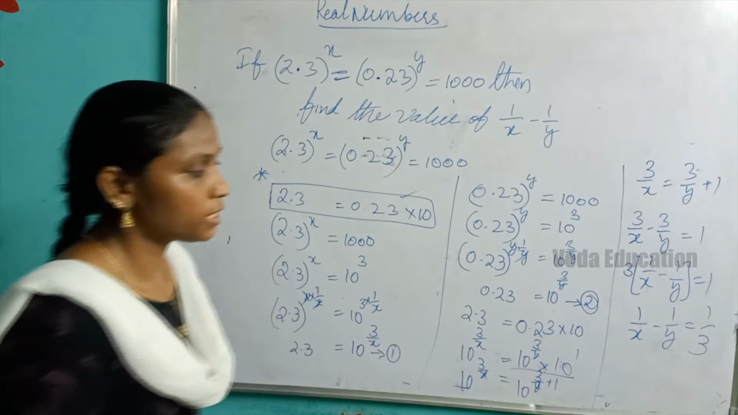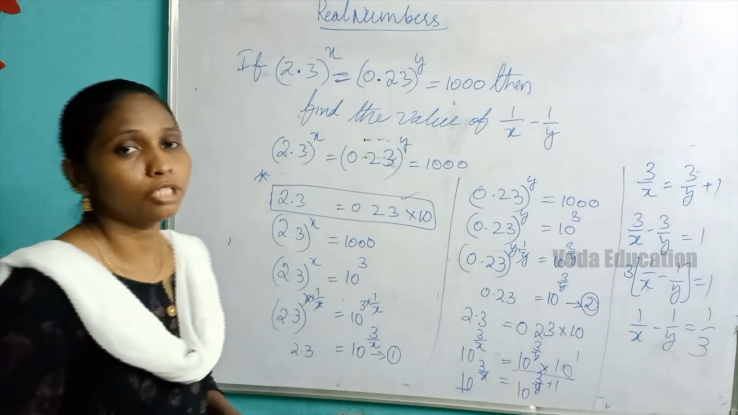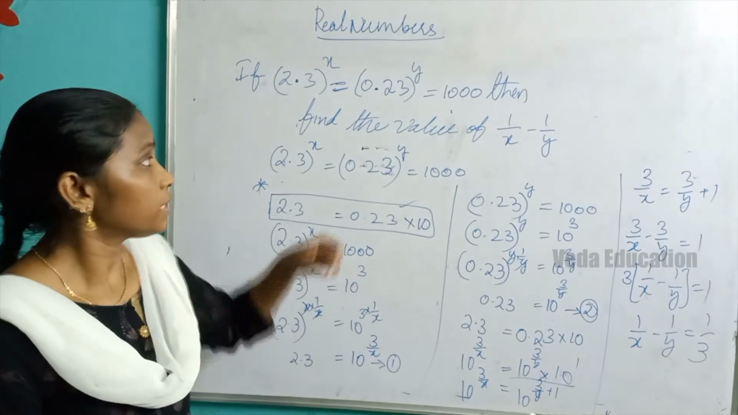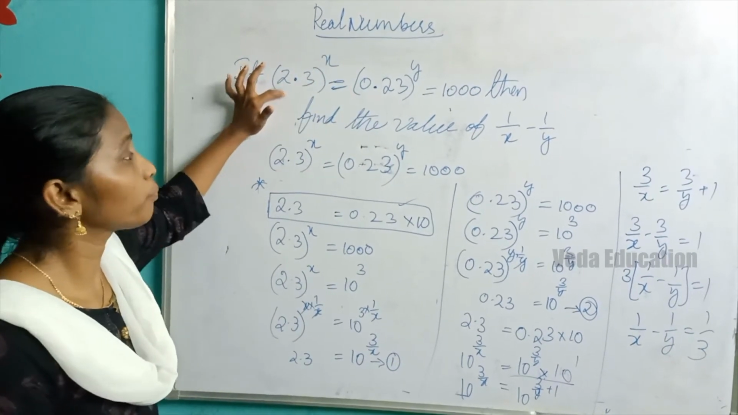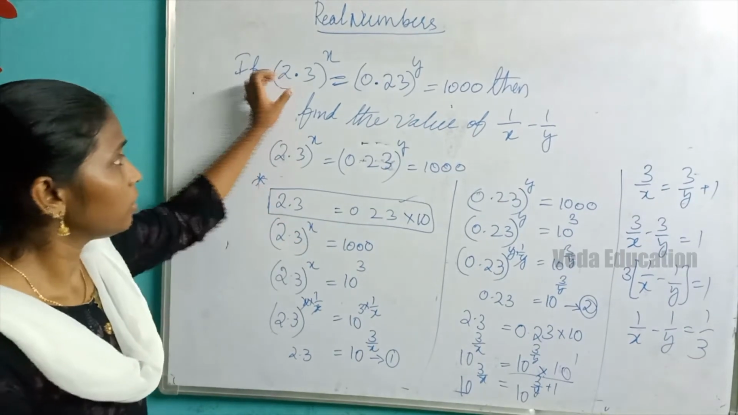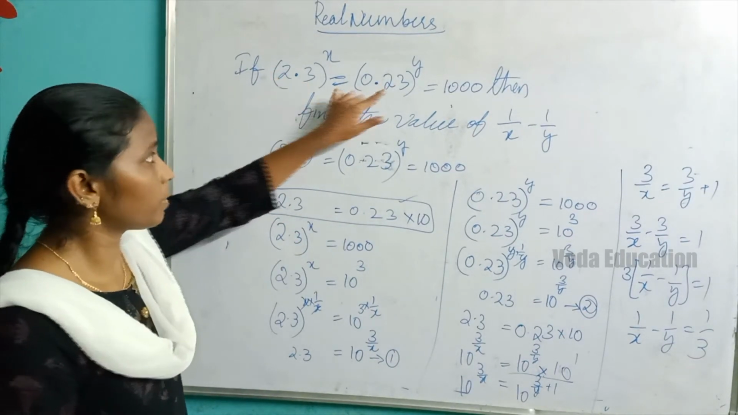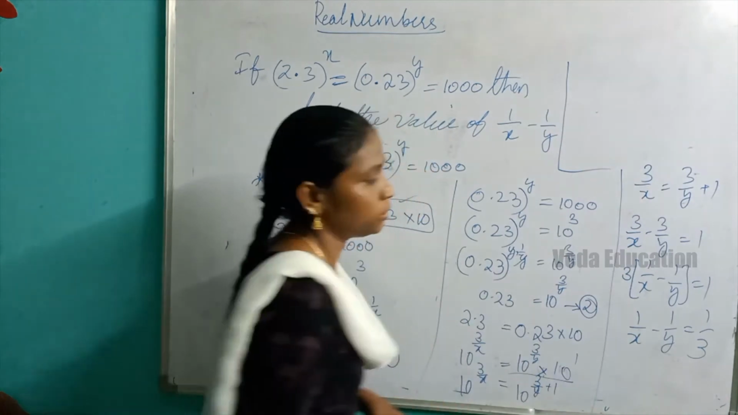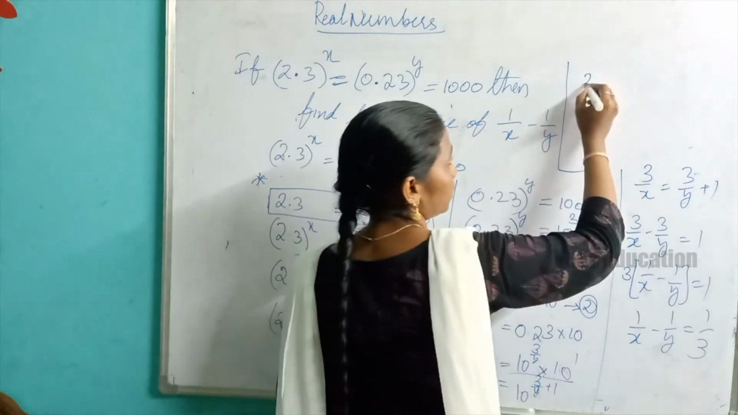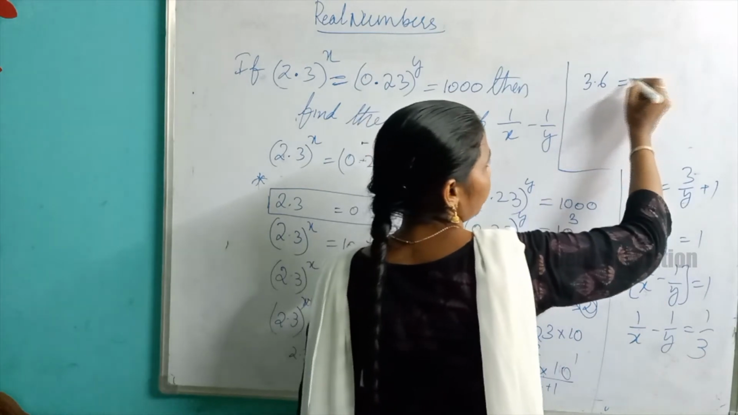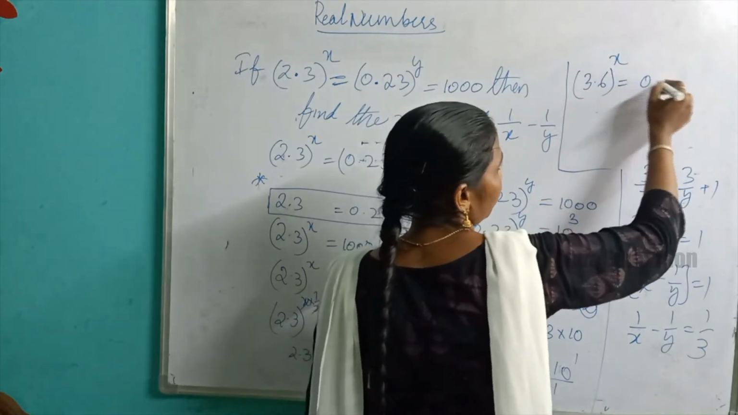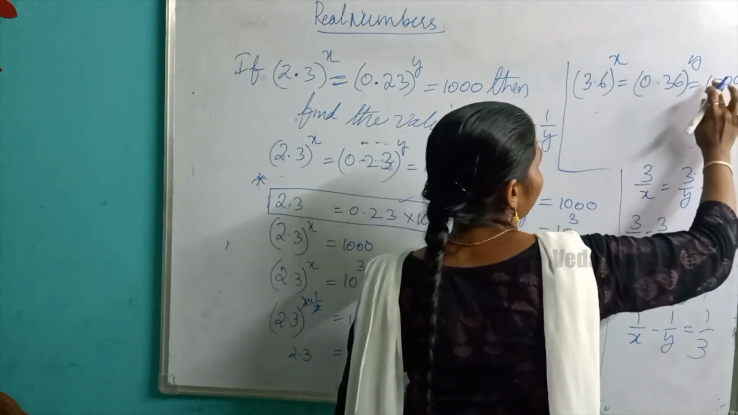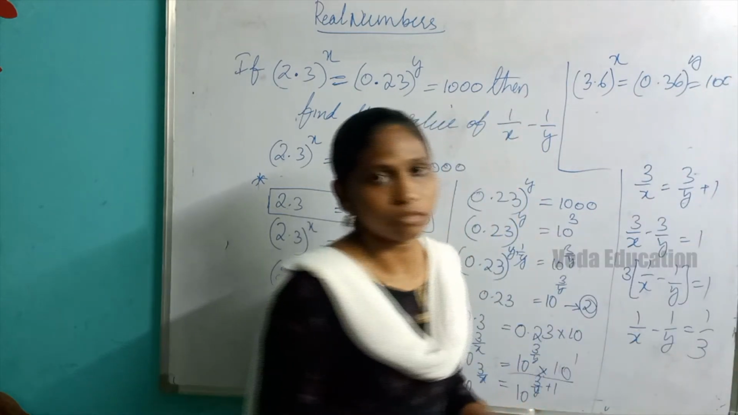And I will discuss one simple technique for this. If they ask you to find this in an objective question, how to write the value without doing this process. See here, what is the relationship between these two? 2.3, you have to write always from the examination point of view, they will give these numbers the same. Okay, suppose I am giving some examples now. 3.6 to the power of x, and 0.36 all to the power of y equal to 1000 or 100, they asked.